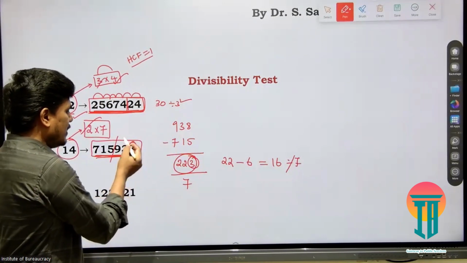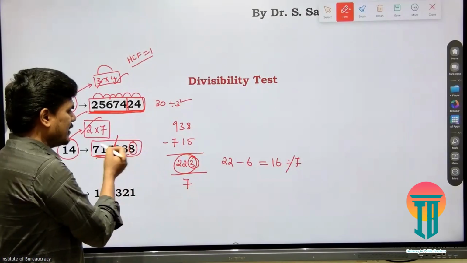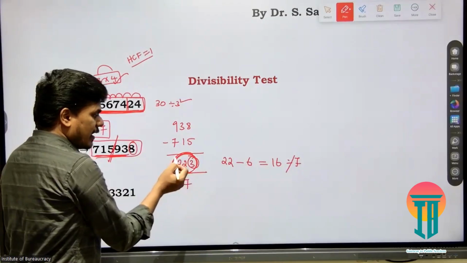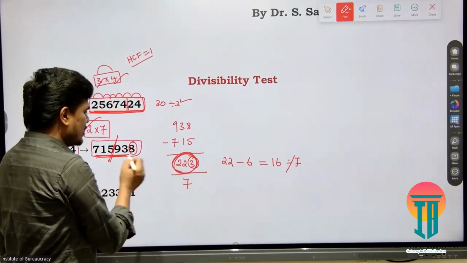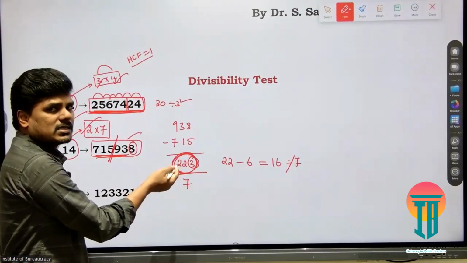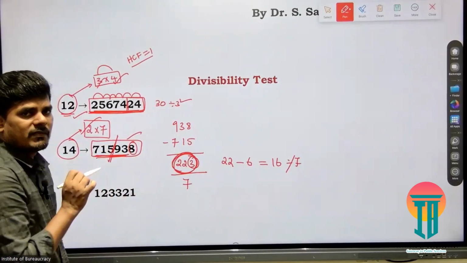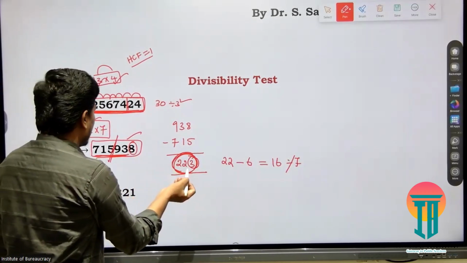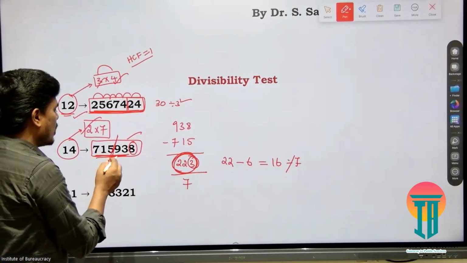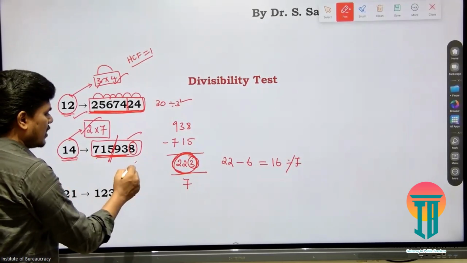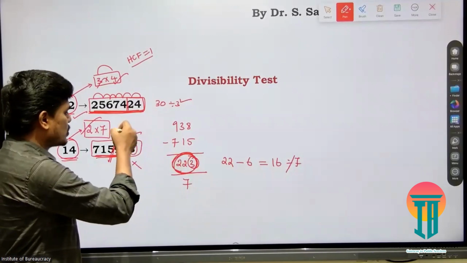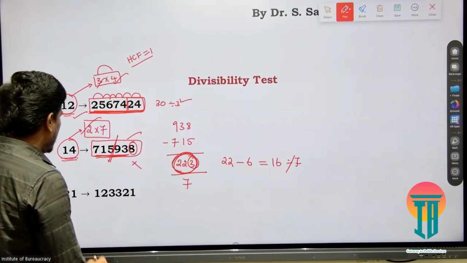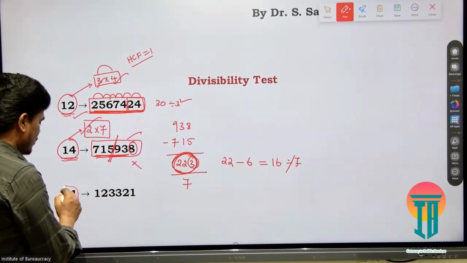So we are finding the difference between these groups of three digits. Whatever the resultant number is, if it is divisible by 7, then the number is divisible by 7. If not, then the number is not divisible by 7. So this is not divisible by 7. Of course, it is divisible by 2. Therefore, it is not divisible by 14. If it is divisible by 7 as well as 2, then it will be divisible by 14.